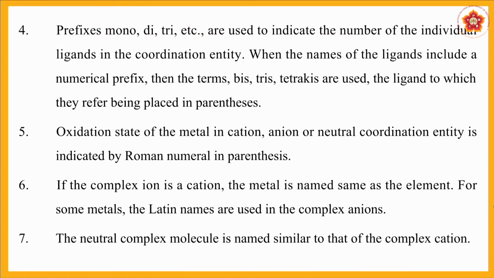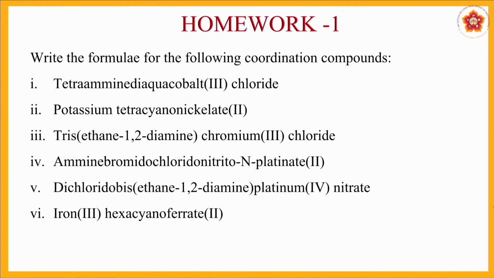I hope you have understood naming these compounds, or writing a formula from these names. Having seen all this, let us look at some homework for you, where I have given around 6 names of compounds. Please try to write the formula of each compound. Please consider the charges and the overall number of ligands present: tetraamminediaquacobalt(III) chloride; potassium tetracyanonickelate(II); tris(ethane-1,2-diamine), which means ethane-1,2-diamine is present in 3 numbers, chromium(III) chloride.